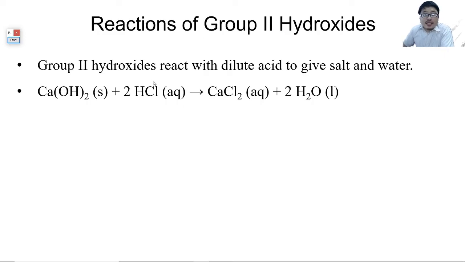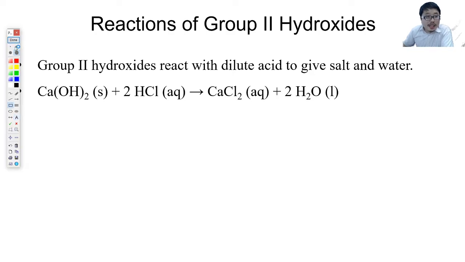For hydroxides, straightforward. Your hydroxides, just like your oxides, will react with the dilute acid to give you salt and water. So it will always be this standard lah.